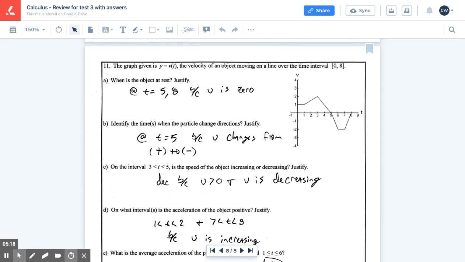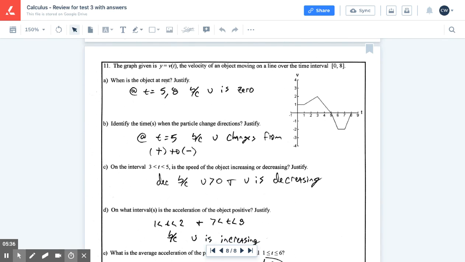11, we're looking at a graph. The graph is velocity. When is the object at rest? That means when my graph touches the x-axis. So we touch the x-axis at 5 and we touch the x-axis at 8. So at t equals 5 and 8, because velocity is 0 at those points.